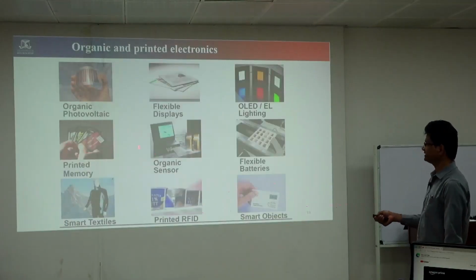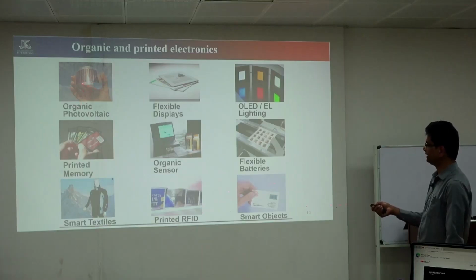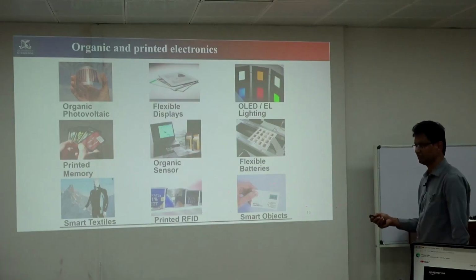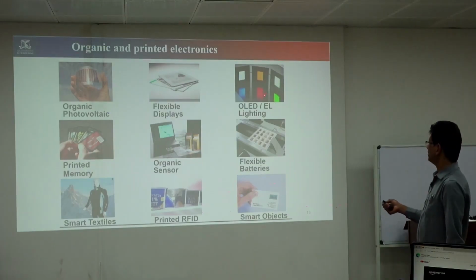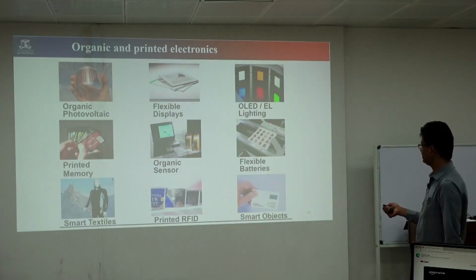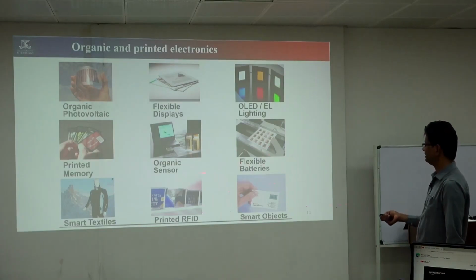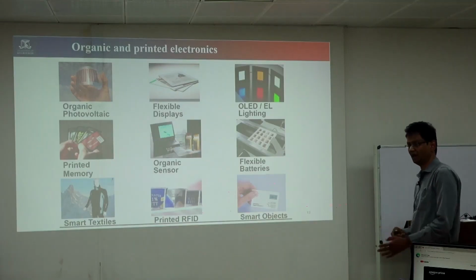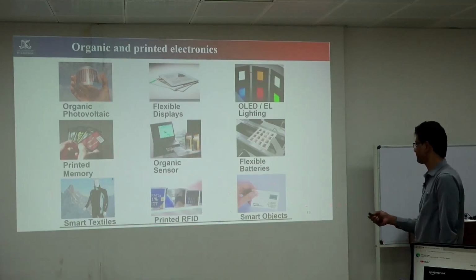Okay, these are all called printable devices. Printable means we can make flexible photovoltaic devices and flexible display devices. In future you can also get e-paper, and OLED is already available flexible. Flexible batteries are also coming, and organic sensors. So these are some of the applications, and the smart RFID. These are all flexible materials which are printable.